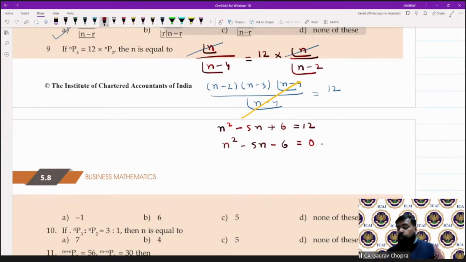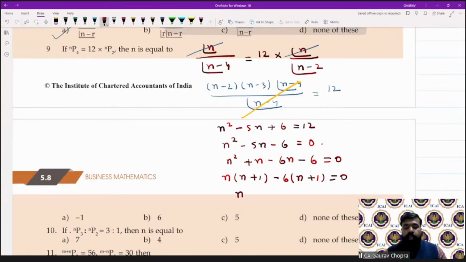Or if you want, you can solve using options also. So let's check what is the correct option. So N square minus 5N minus 6. You can apply 6 into 1 also. So N square plus N minus 6N minus 6 equal to 0. N will be common, N plus 1 is common. Therefore, N plus 1 and N minus 6.